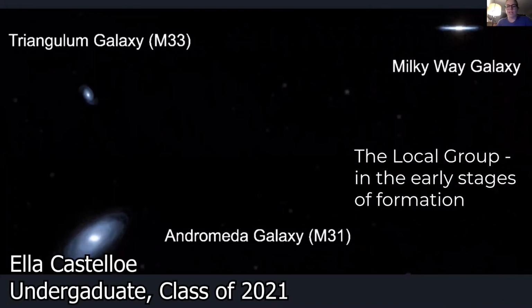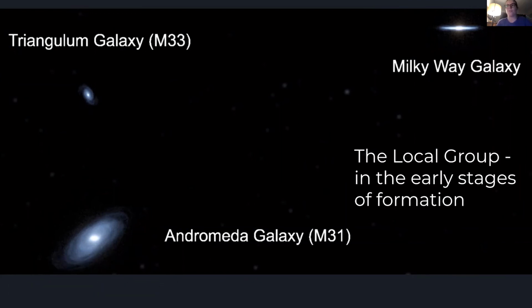So my project is working on developing a galaxy group finding method that finds groups like the local group. And the local group is the galaxy group the Milky Way is part of, with Andromeda, which is the other giant galaxy, and then a bunch of other smaller galaxies. And the local group is still in the early stages of formation. The galaxies in it are gravitationally bound, but the group hasn't really settled together yet.